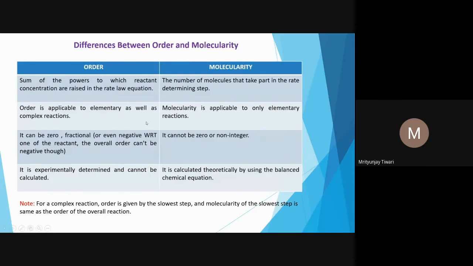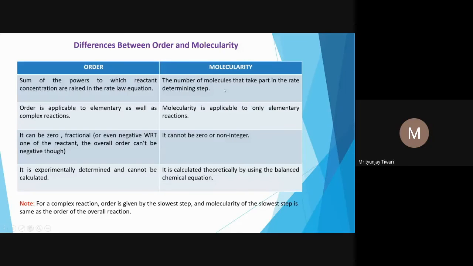We have also studied order and molecularity. Let's see the difference between them. This is order and molecularity. What we know is that the order is the sum of the powers to which the reactant concentrations are raised in the rate law equation. In the rate law equation, if you remember, the order is the sum of the powers of the reactant concentrations.